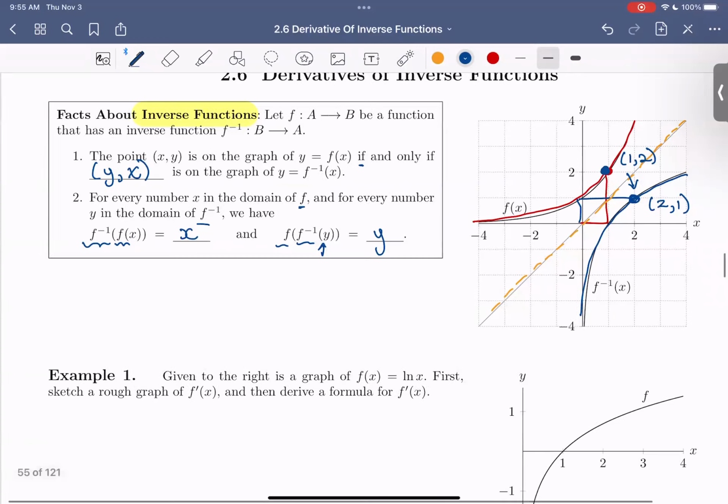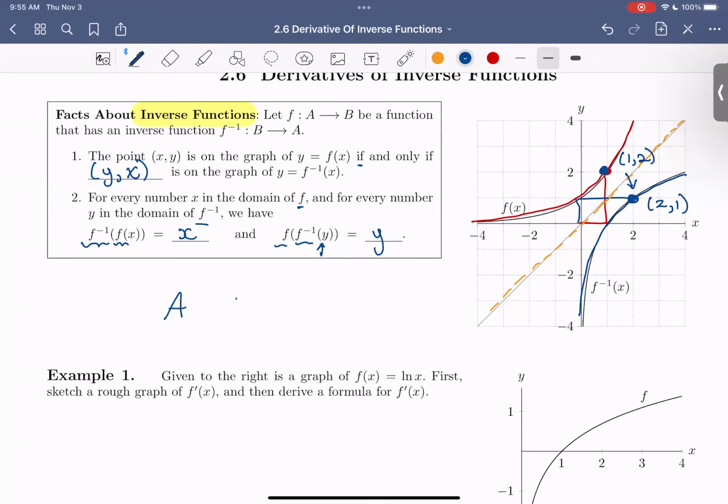Another picture I often like to draw of functions and inverses are the sets A, B. So if A is our domain, B is the output of our original function f, then the inverse function goes in the opposite direction and undoes the original function. So let's look at an example of how we can use inverse functions to compute derivatives.